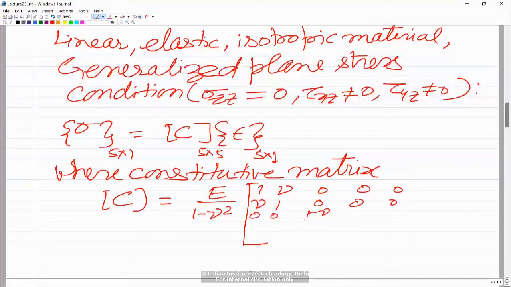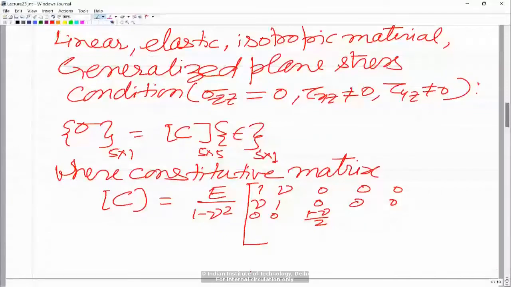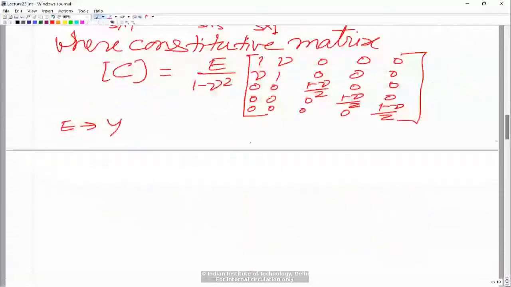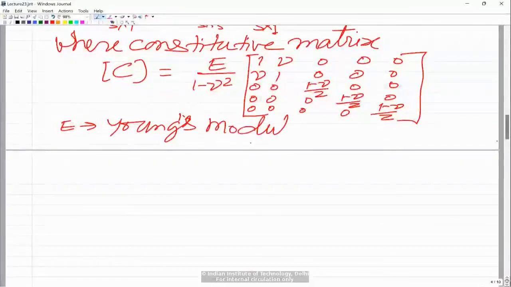Why are we doing this 1 minus nu by 2? So that when we multiply E upon 1 minus nu square into 1 minus nu by 2, we get E upon 2 into 1 plus nu, which is G. We want to get the shear modulus G. Similarly we have it for tau xz and similarly for tau yz. So this is your constitutive matrix, where E is Young's modulus and nu is Poisson's ratio, as you know.